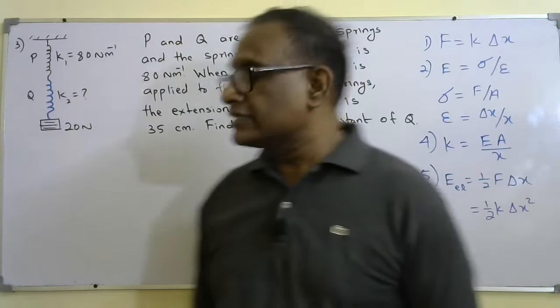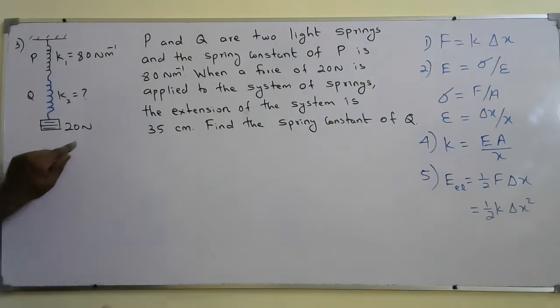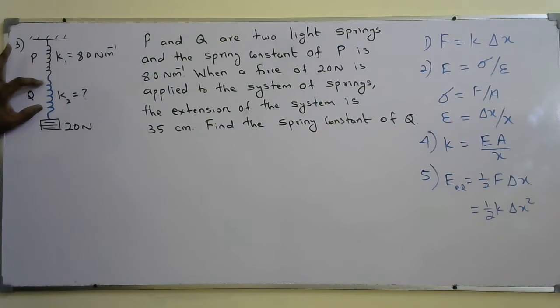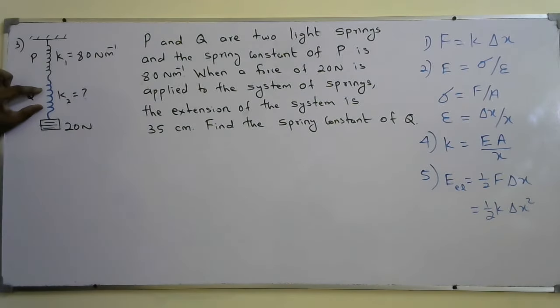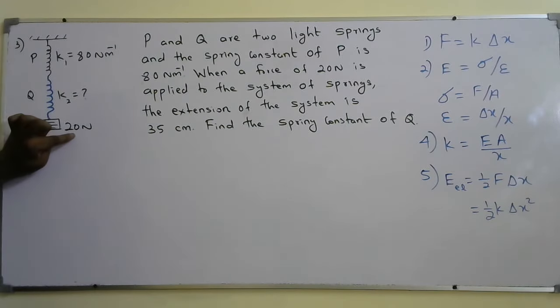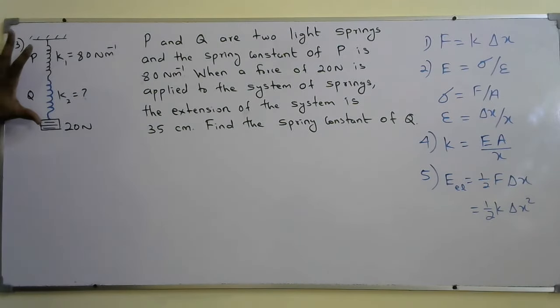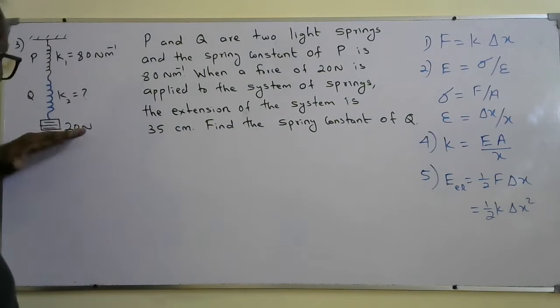So the tension of the spring Q is 20 Newton, and the tension of the spring P is also the same 20, because the weight of Q is negligible. So the force acting on P is only 20 Newton. The total extension of the system is 35 centimeter. The question is to find the spring constant of the spring Q.